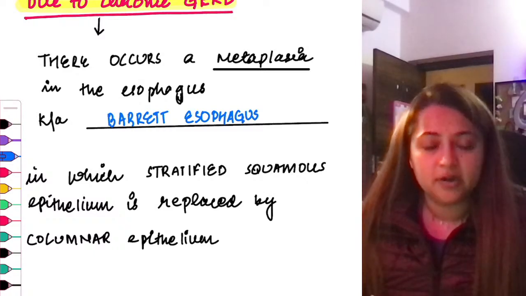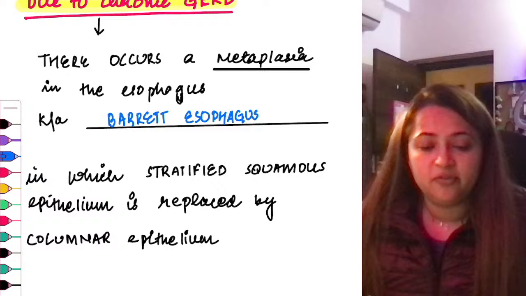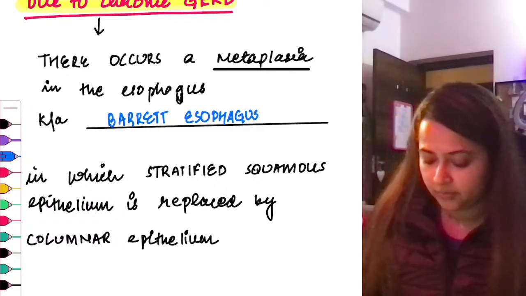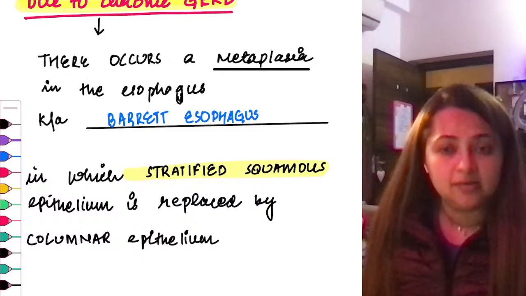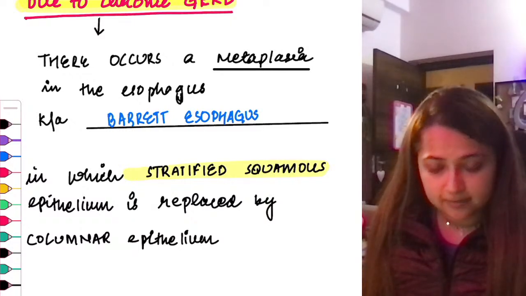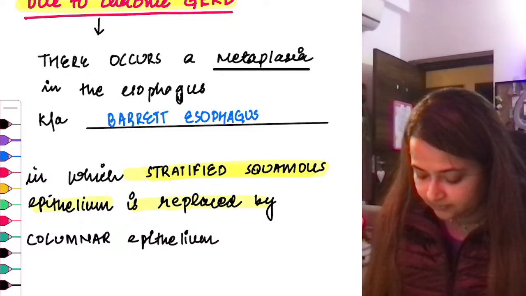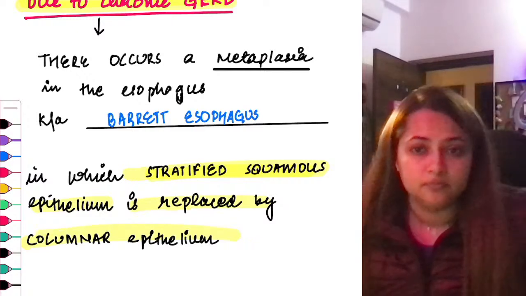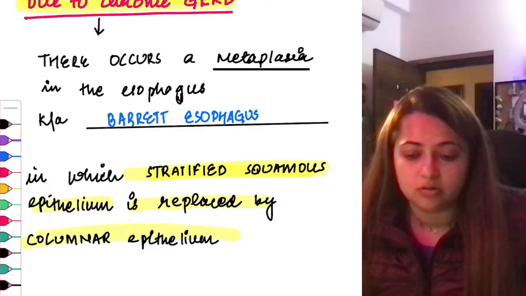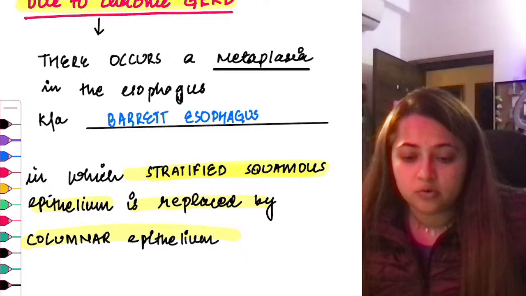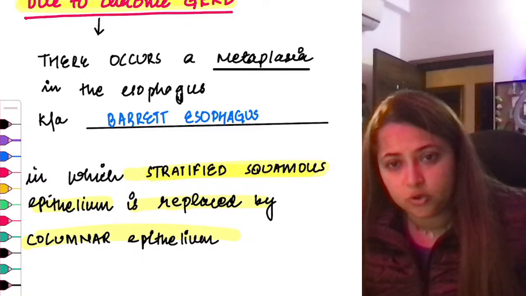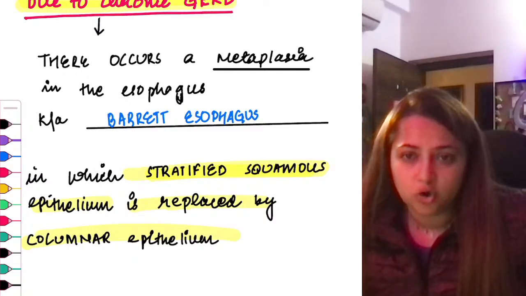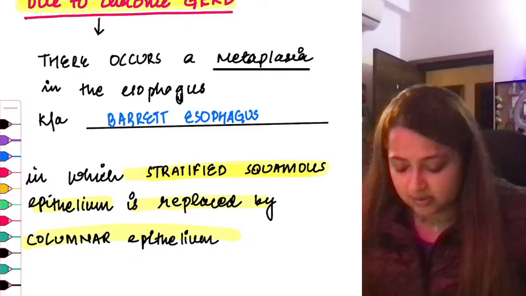Now, a second high yield point regarding this is, okay, what type of epithelium is converted into what type? So this is also very, very high yield. Non-keratinized stratified squamous epithelium is getting replaced by the columnar epithelium, and there will be presence of goblet cells also. Okay, so you should always know what changes take place in Barrett esophagus. Your answer is going to be the conversion of stratified squamous epithelium into the columnar epithelium, along with the presence of the goblet cells. All right.